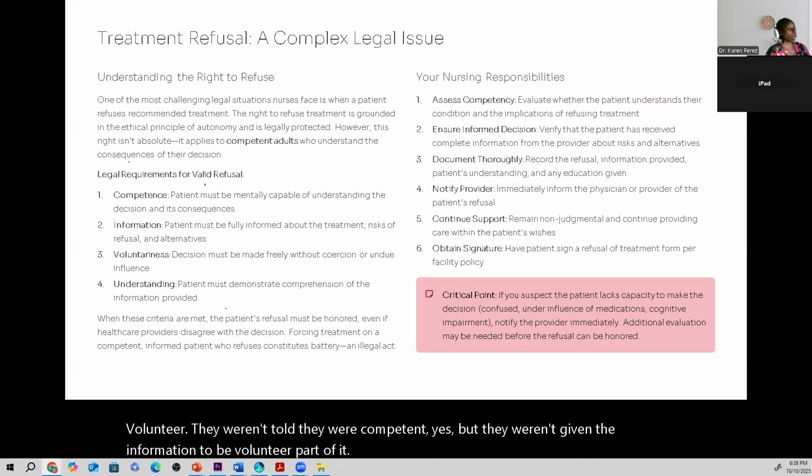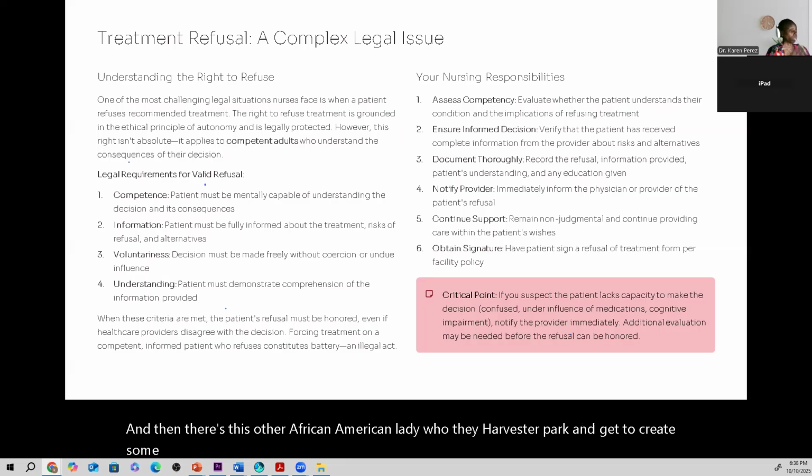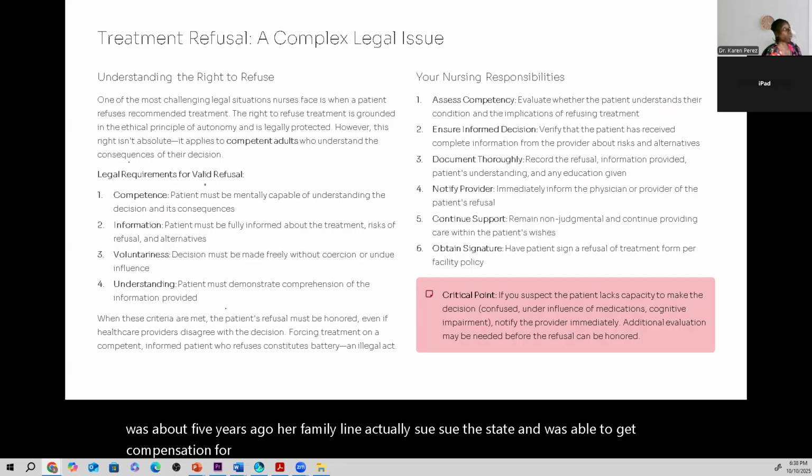And then there's this other African American lady whose cells they harvested, and because of what they did, they were able to make some kind of vaccine. I think it was about 5 years ago her family actually sued the state and was able to get compensation for it. So this must be voluntary. The decision must be made freely without any kind of coercion.